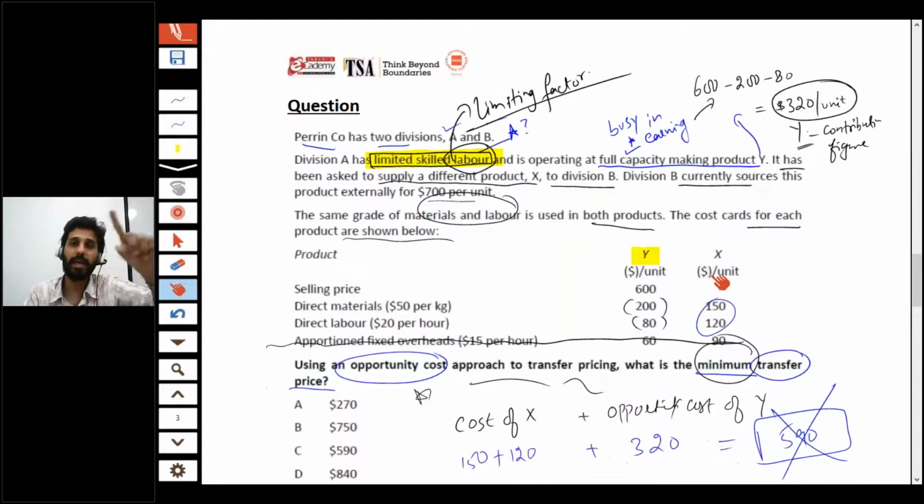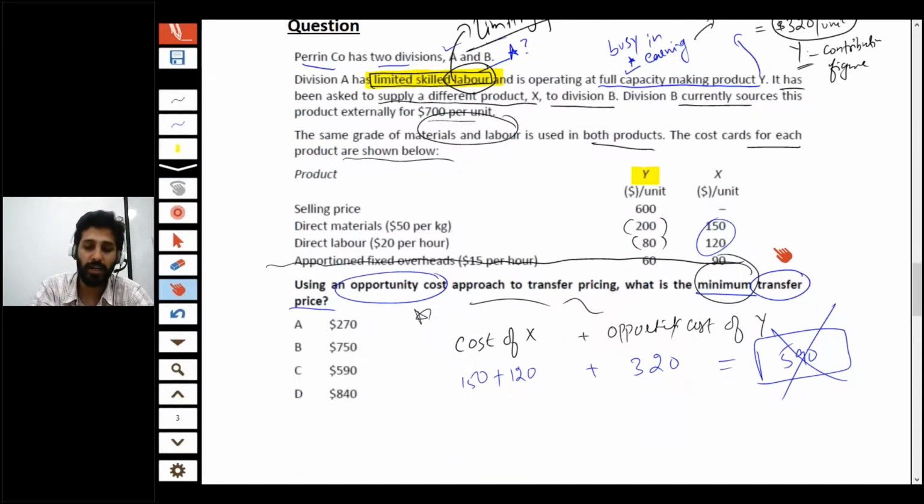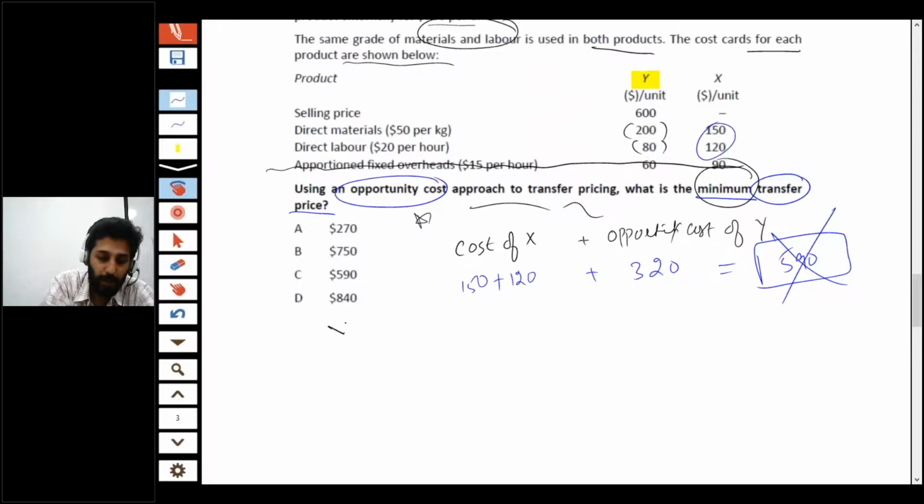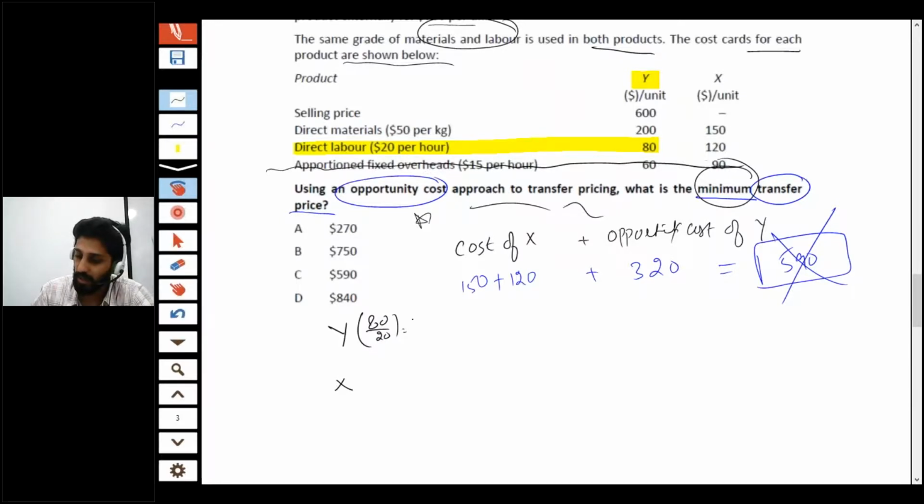Now for the limited hours, I am going to write the hours for Y and for X. For Y, there is a direct labor cost of 80, and the rate per hour is $20. So 80 over 20 gives you 4 hours. And for X, it's 120 over 20, which means 6 hours.